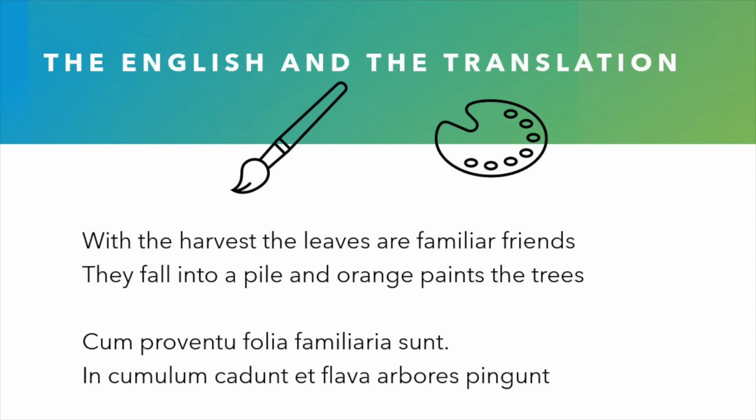So basically this poem is all about fall, and of course in school, fall is basically when school is starting up again, and why I said that the harvest and the leaves are familiar friends. That's where you really see everyone who you've missed over the summer, who you've had so much time away from, which again brings back to the summer, because it feels long. And then they fall into a pile, and orange paints the leaves. It's also a time of new beginnings and change.